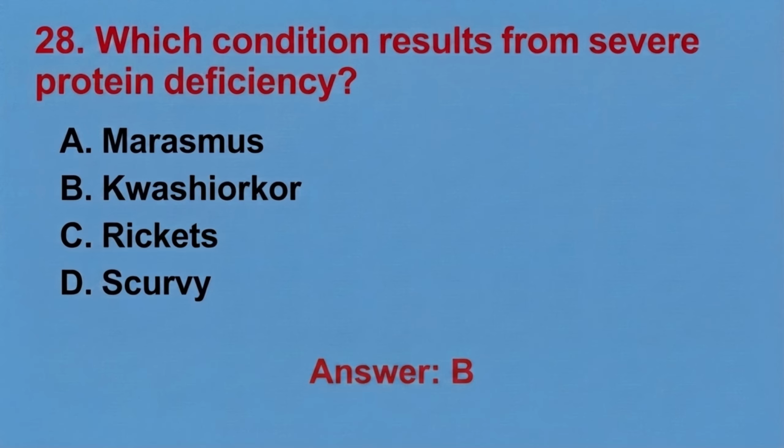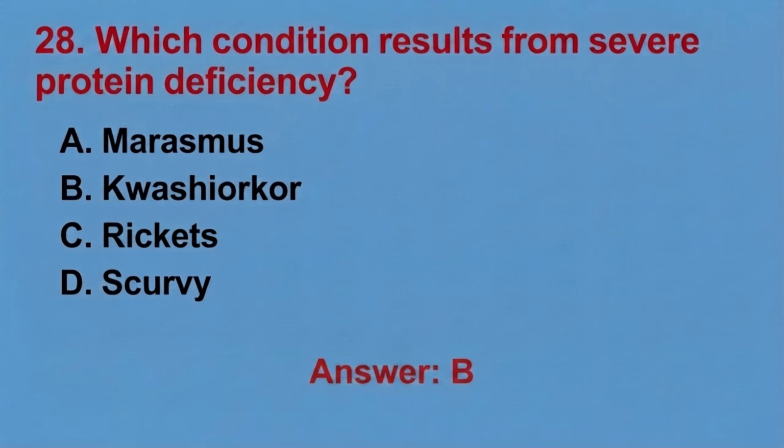Why is option D wrong? Option D is not correct because scurvy results from vitamin C deficiency and is characterized by bleeding gums, poor wound healing, and defective collagen synthesis.